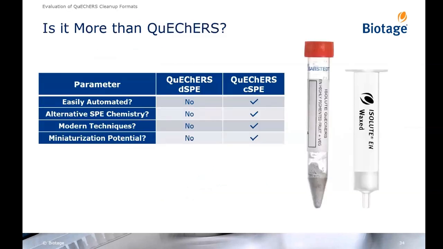So I think that it is more than QuEChERS. It really allows you to expand your capabilities and try different chemistries that go beyond QuEChERS. And really the reason why we developed this technique is to mimic what people were already doing, the same chemistry, but give them a means to transition into new techniques, alternative chemistries that use the same processing platform.